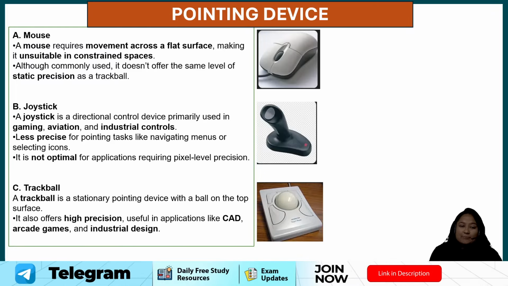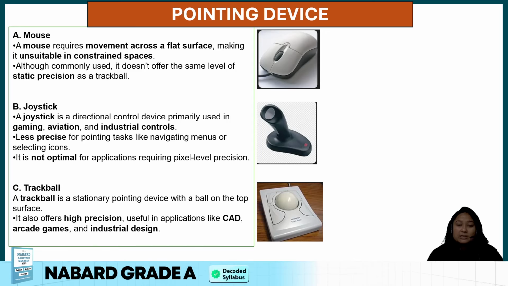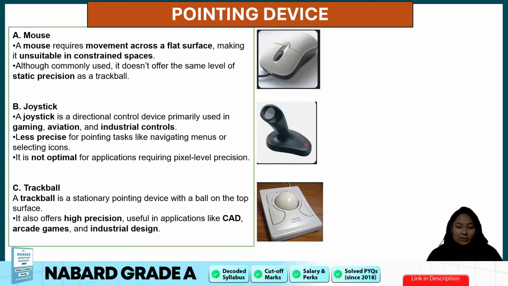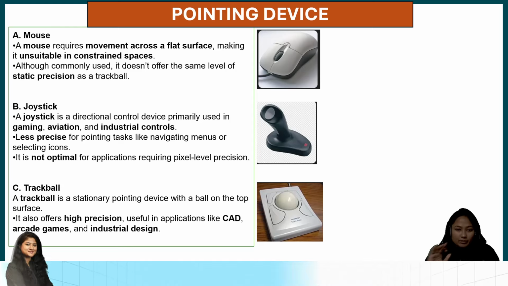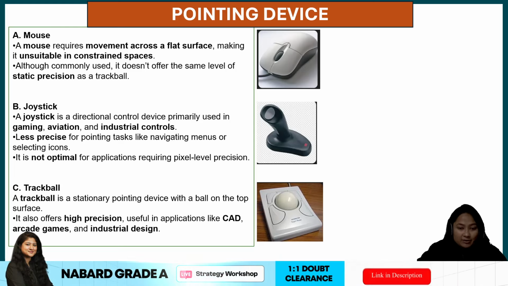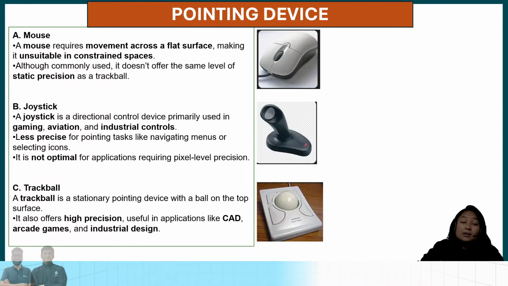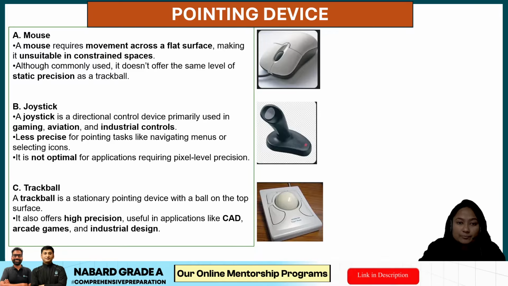Then we have the trackball. Now, in the trackball, see, if you have limited space and you cannot spread your hands, or you cannot spread your device again and again, you cannot move it across the surface, for that you can have the trackball, which is basically a static device with a moving ball. Okay, so it provides a high level of function and is useful for applications like CAD, arcade games and industrial design, due to its higher precision and higher control.